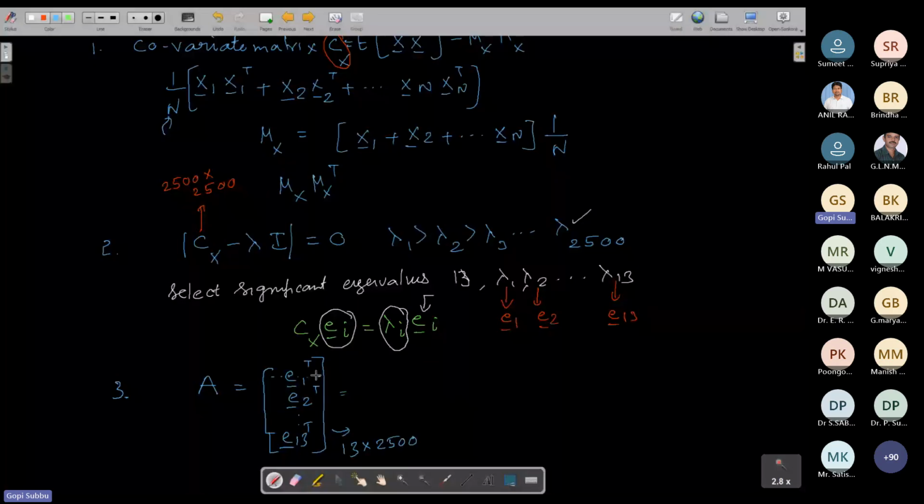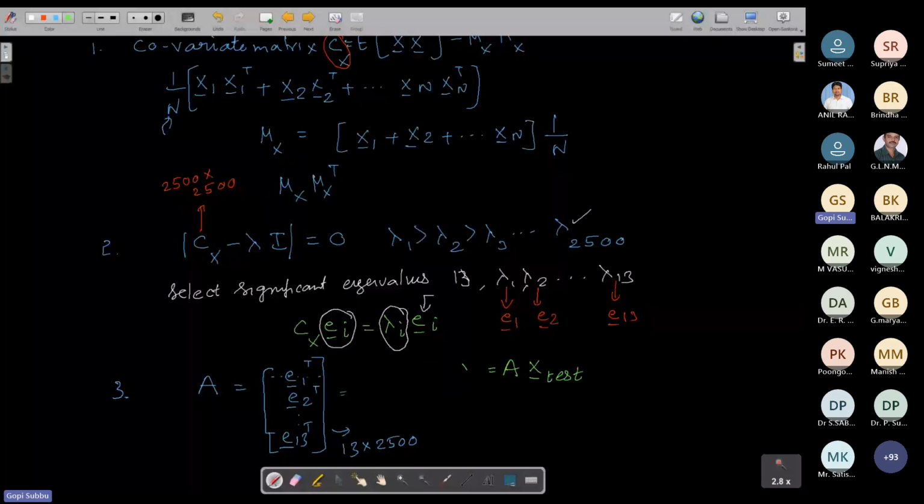We have 13 rows, so 13 cross 2500 is there. So that's all. Finally, we are going to do the dimensionality reduction, right? So for any test vector, or a new vector, new data you are collecting, we simply multiply with this matrix A for getting the dimensionality reduced.